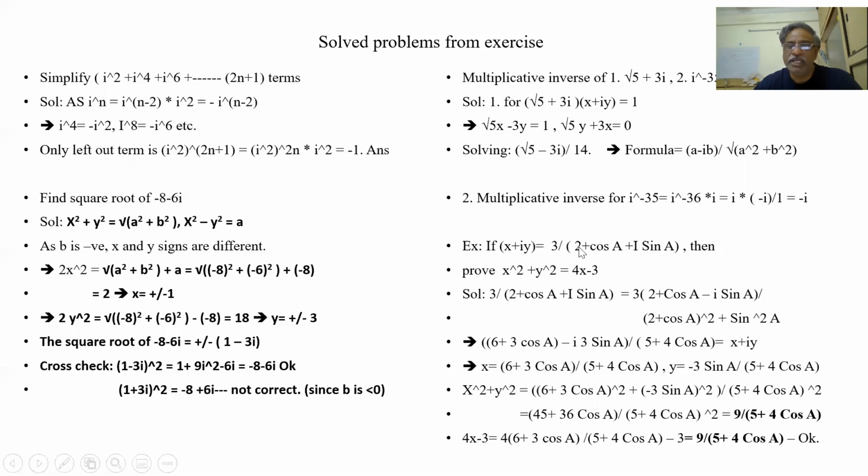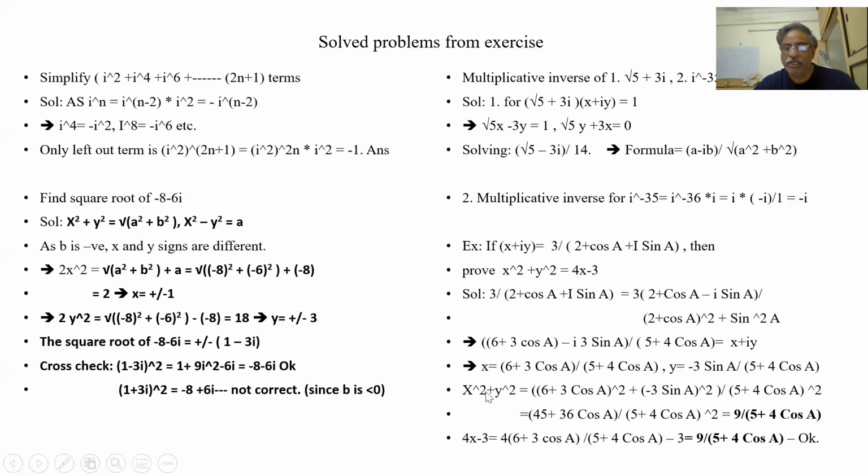Similarly, if x plus iy is this, then prove this one. We have been given x plus iy, this we have to bring to the numerator. So 2 plus cos a minus i sin a, I multiply both sides. So this is a square minus b square, so minus i square will become plus. So 2 plus cos a whole square plus sin square in the denominator. So if I calculate this with my x plus iy, x is the real part of that and y is the imaginary part of that.